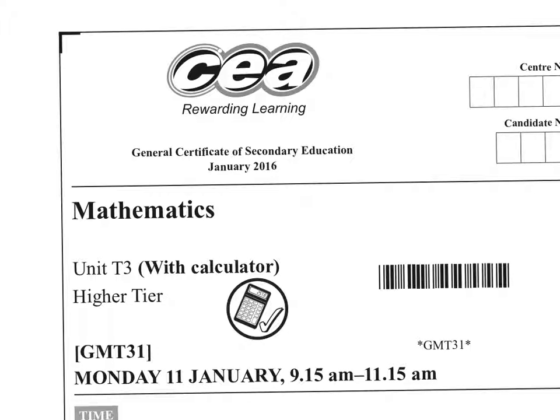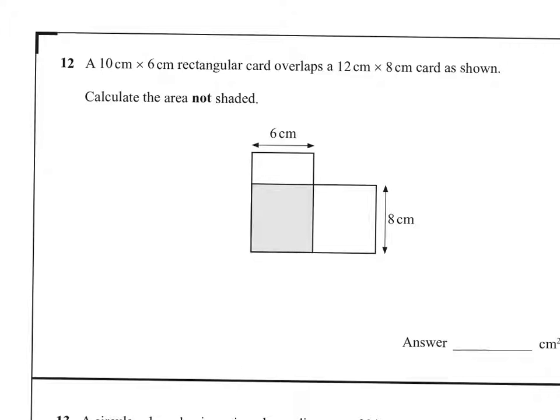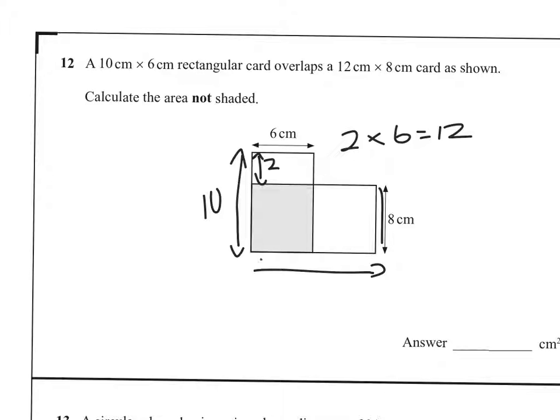T3, January 2016. Rectangle is 10 by 6, which means this length here is 10. If this is 8, then this part is 2. So the first not shaded bit is 2 times 6, which is 12. Second section then is 12 by 8, which means that this is 6, and 6 times 8 is 48. So altogether that's 60 centimetres squared.